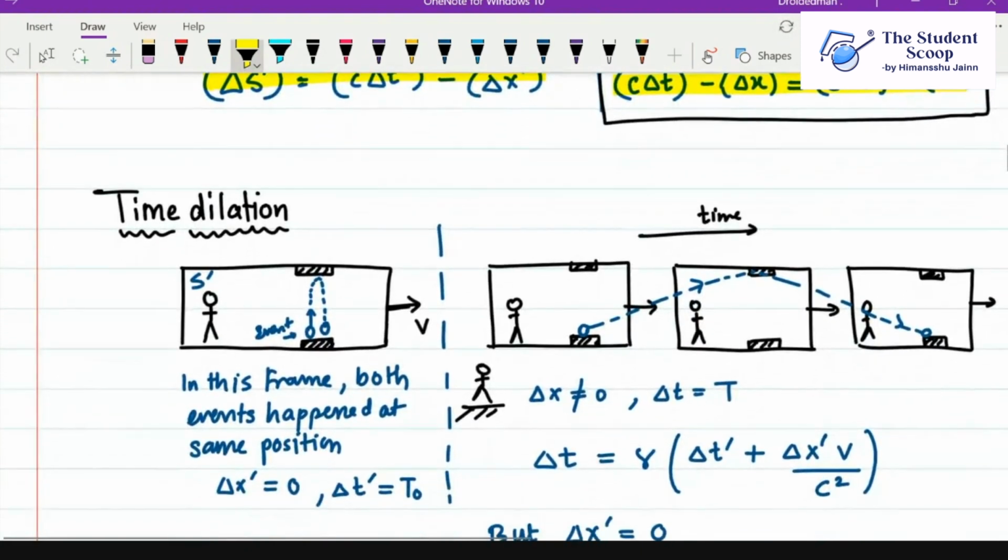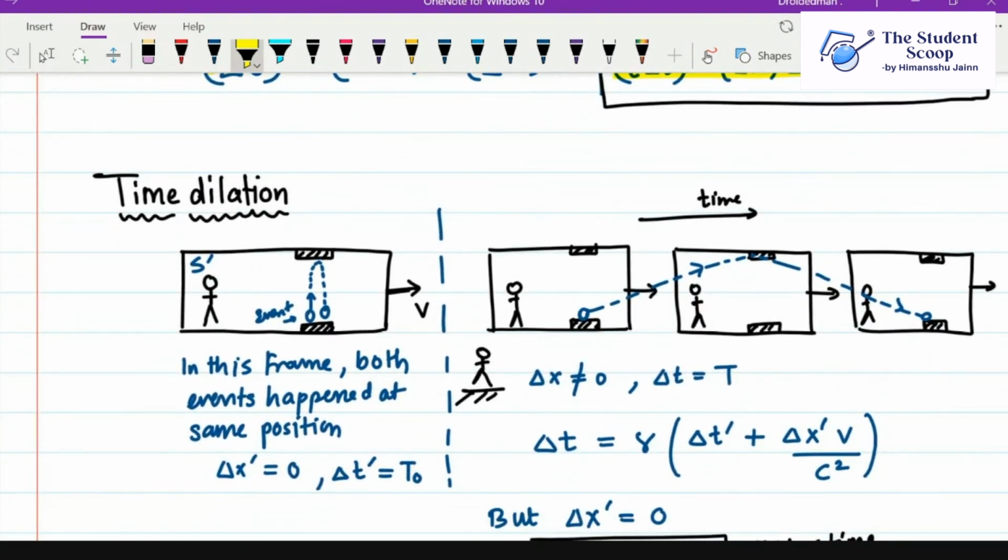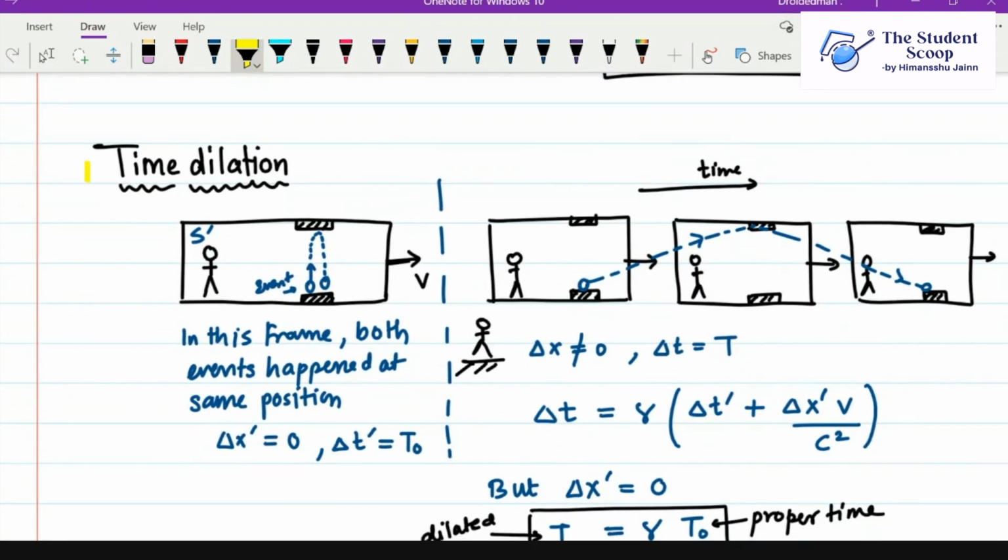Now we will talk about a few important phenomena of relativity. One of those is time dilation. Time dilation is a very important phenomenon.